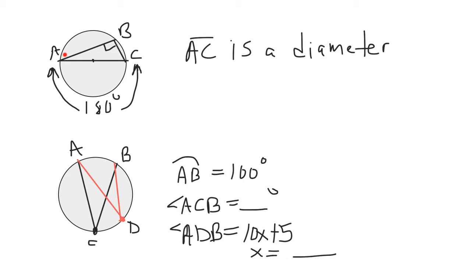So it's really good to know that if you have an inscribed angle that hits either side of a diameter, then that inscribed angle is automatically 90 degrees if it hits both sides of a diameter.